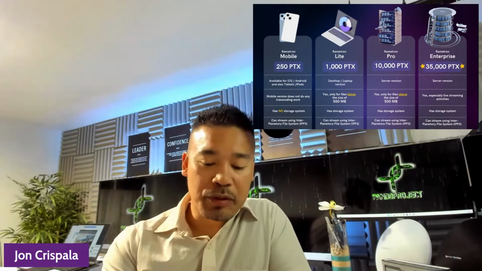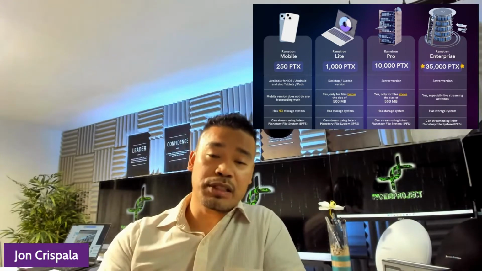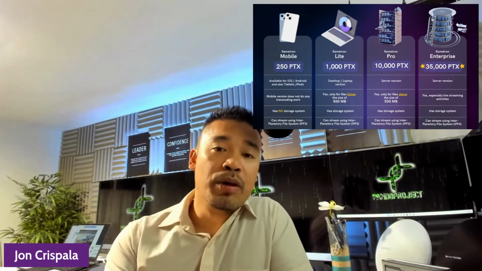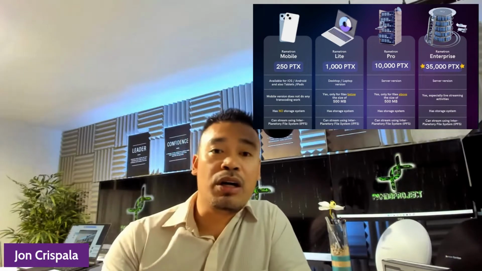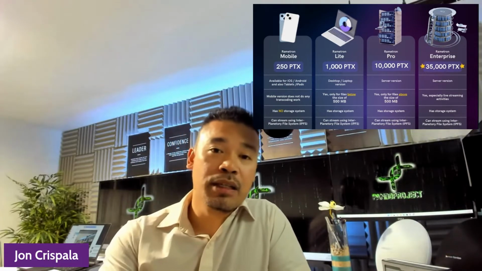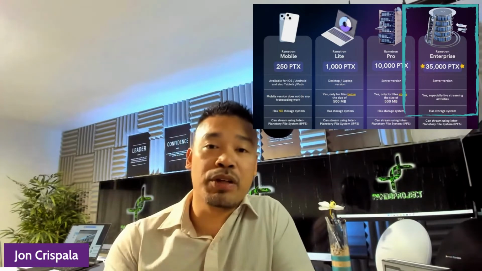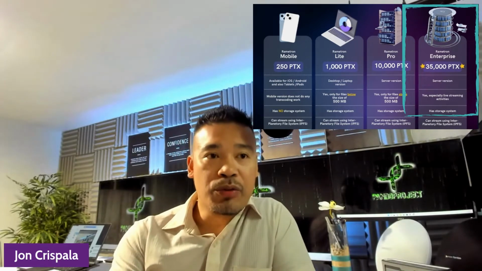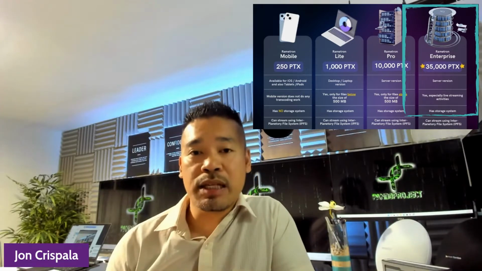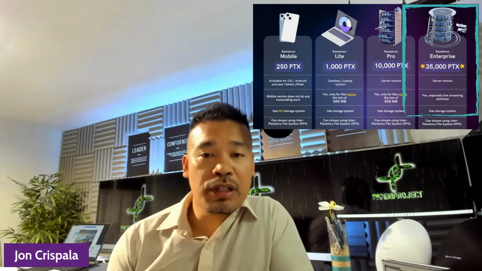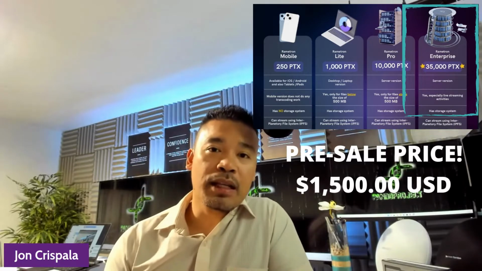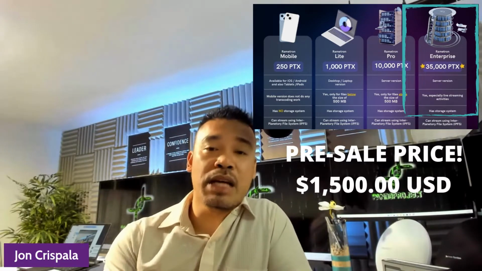But where I'm trying to get at is you have 4 different options that you can utilize, but each one has its own purpose. But the one that can pretty much do it all and have more unlimited potential in terms of earnings would be the Ramatron Enterprise. Right now we have a very special pre-sale. It's currently being offered at 1,500 USD for the setup fee, and then 35,000 PTX to have it established.